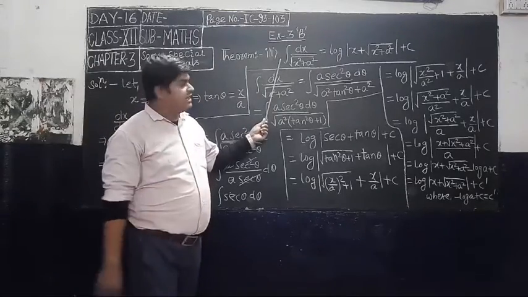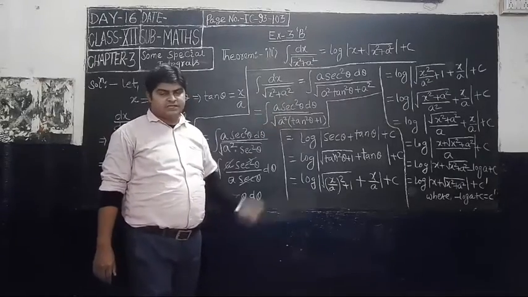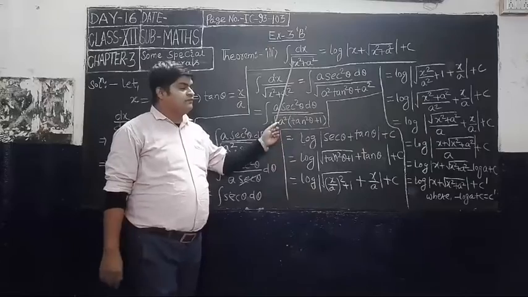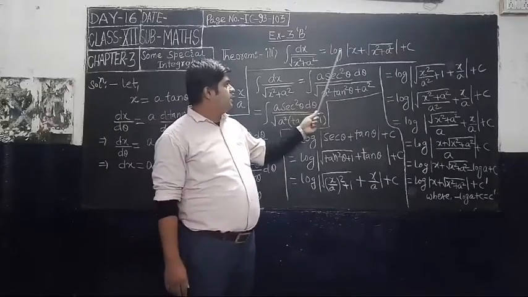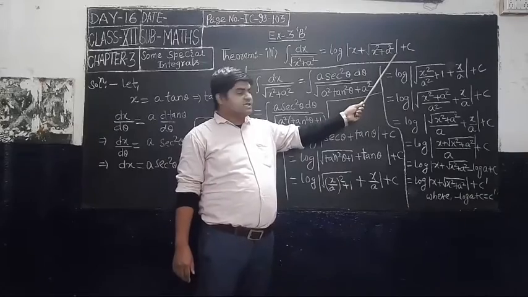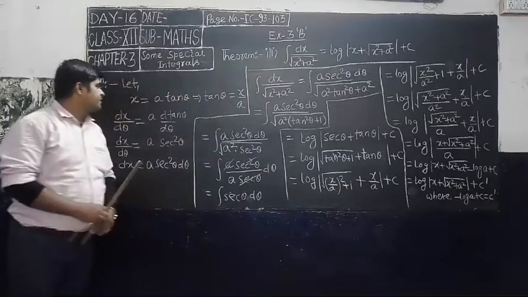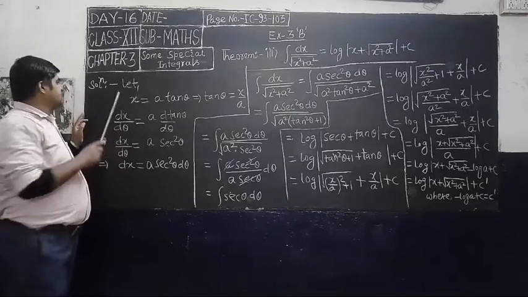You have to find the integration of dx by under root x square plus a square, and the value of this integration should be log mod x plus under root x square plus a square, plus constant term c. Okay, how to prove this?